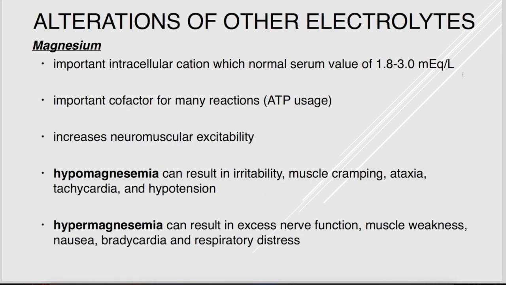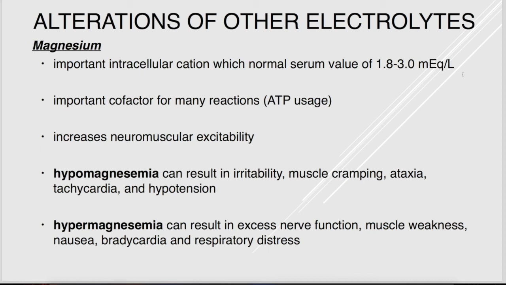So magnesium, a very important cation, especially in the cell, but serum value 1.8 to 3 milliequivalents per liter. One of its most important jobs is to be a cofactor for energy producing and energy using reactions, which are pretty much all of them. Magnesium is very important for reactions that use ATP. Now, magnesium increases neuromuscular excitability. That's an important point, and you'll see that when we talk about hypermagnesemia.